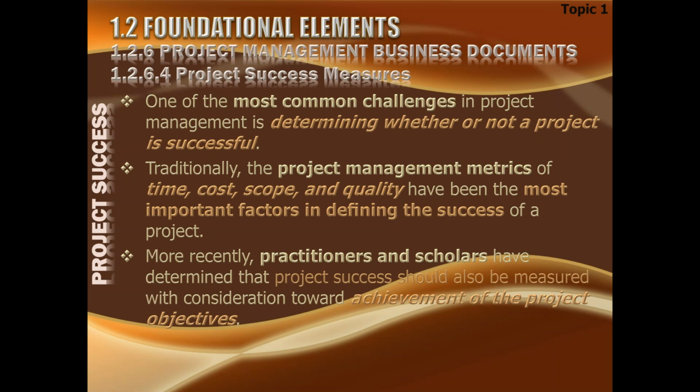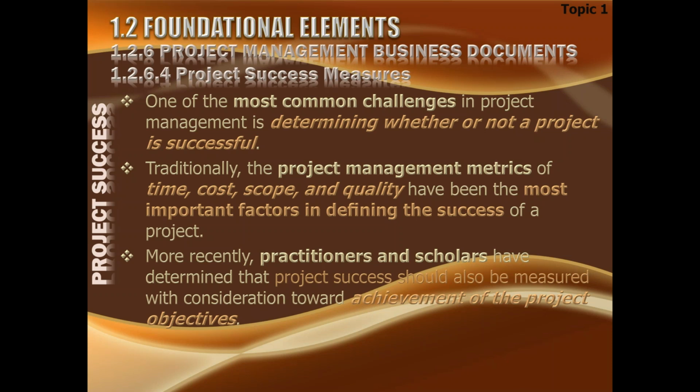One of the most common challenges in project management is project success measures. This is the fourth heading. One of the most common challenges in project management is determining whether or not a project is successful. How would you know that the project has succeeded? You say this is the product expected. If this product is created and accepted, this is one indicator that the project is successful. Or when this much benefit has been created and there's a clear indication of achieving those benefits, this is an indication that the project will be successful.